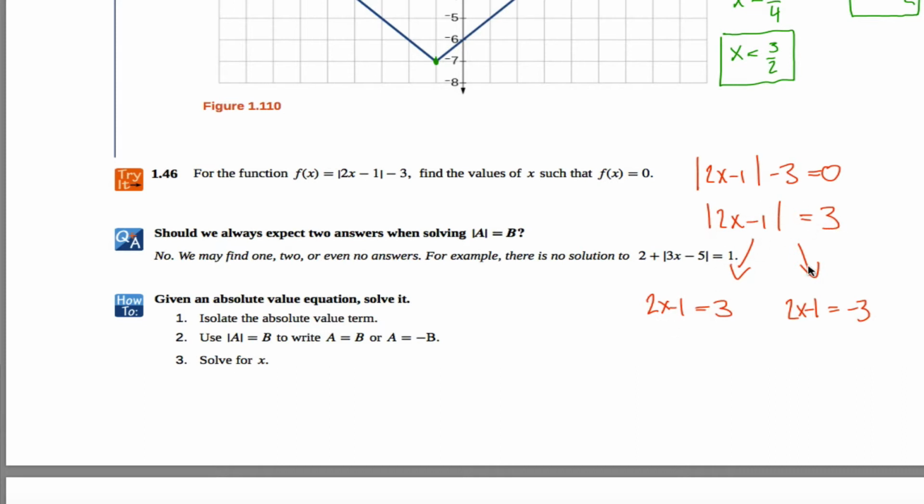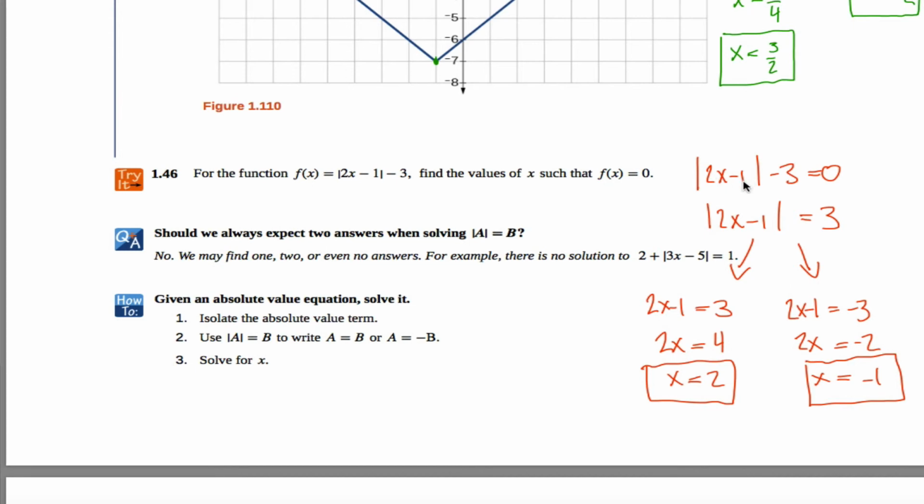So what I did is I got rid of the absolute value symbols by creating 2 different equations, which I'm now going to solve. Solve this one by adding 1 to both sides, and then dividing both sides by 2. Solve this one by adding 1 to both sides and then dividing by 2. And you get solutions of negative 1 and positive 2, which you can check if you feel like it.